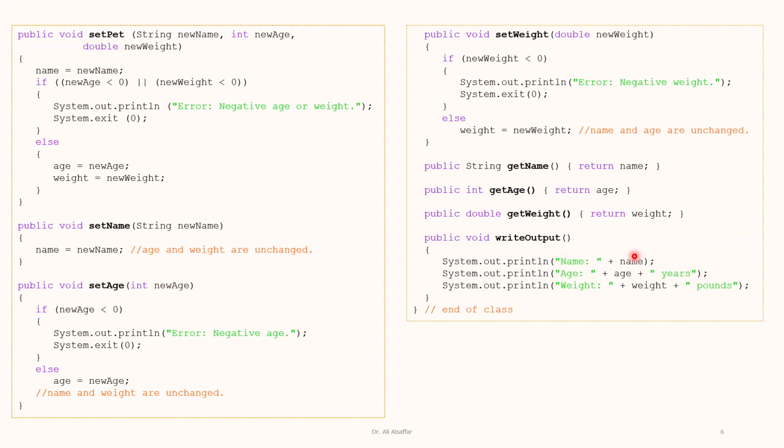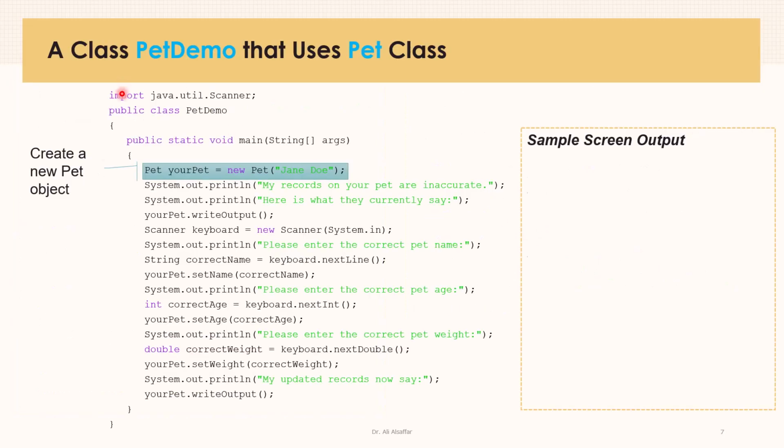To test this class, we need to create a demo class application that has the main method and create objects from this class. This is now our main program, which is a separate class. We call it PetDemo, and it will use the Pet class. So let us follow the steps in here one by one, and also follow what the output is.